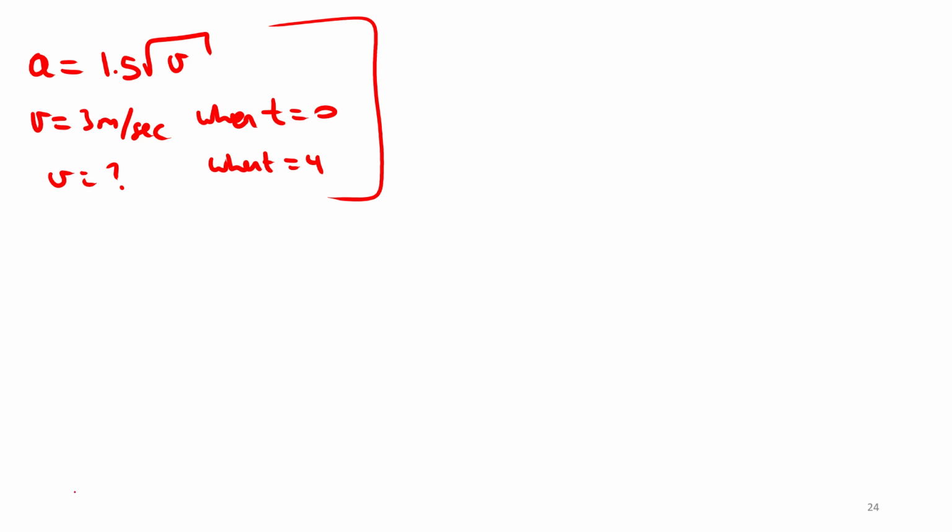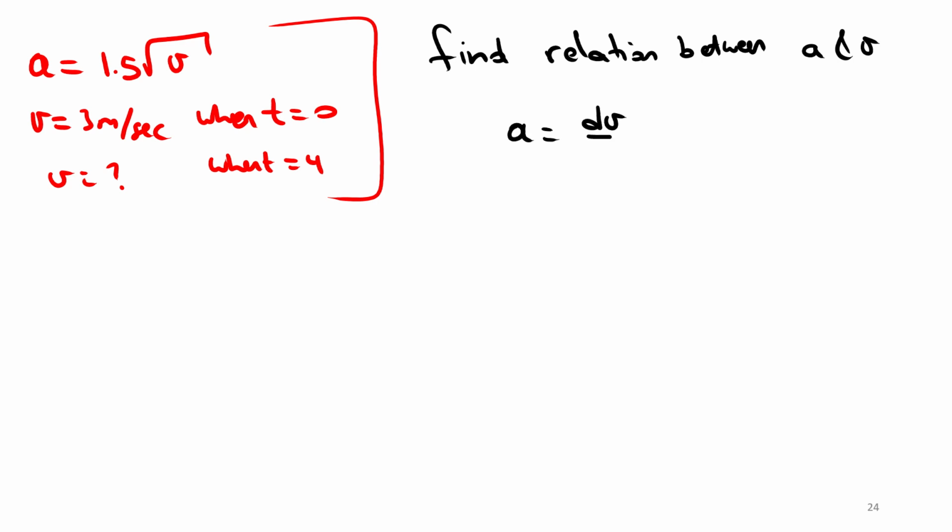The main point here is that we need to find the relation between a and v. But we know that the acceleration is dv by dt. Instead of the a here, I will just put 1.5 square root of v, and that will be equal to dv by dt.